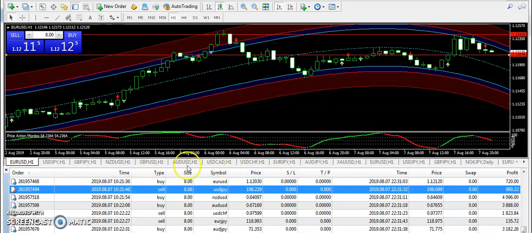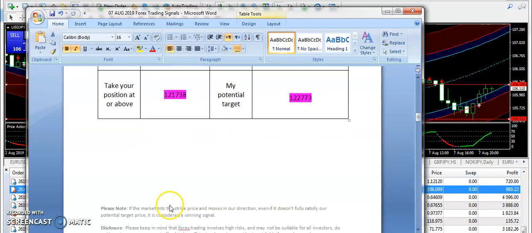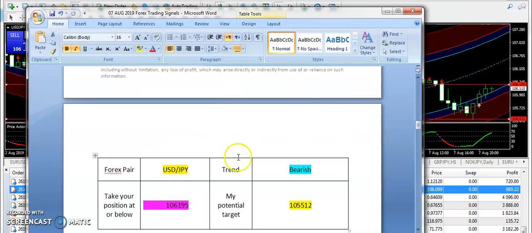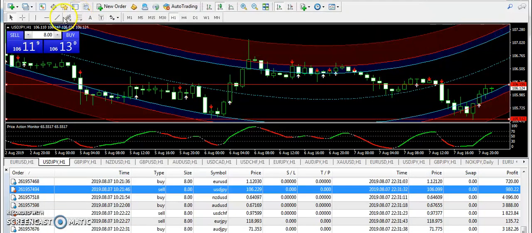Now let's talk about the USDJPY. Let me take you towards the chart, and I'm going to take you towards the signals report. So USDJPY with a bearish expectation from 106.195 and 105.512 was the target price. And guys, you can see a big drop on USDJPY, and it hit the target price with no problem. So congratulations to all those traders who have taken the sell positions today on USDJPY. They must have ended up with good profits.